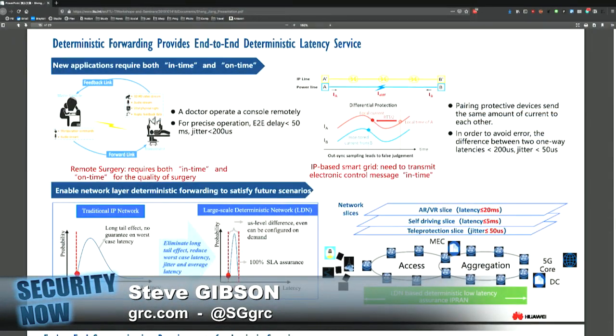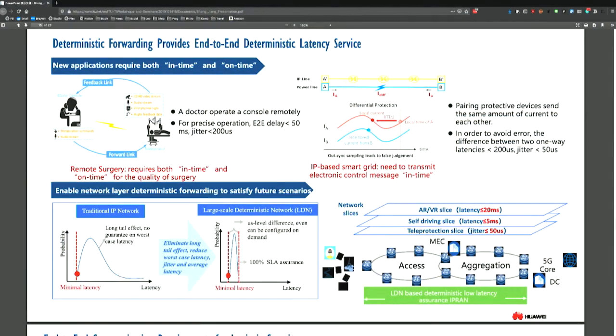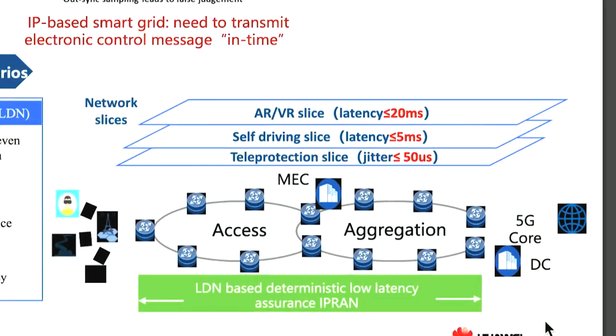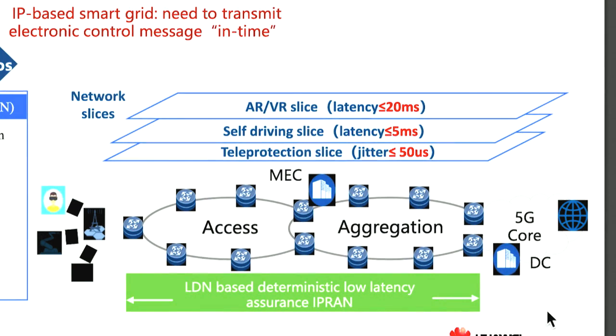And the overall global network would be redesigned with a sort of super QoS, that's my term, a super quality of service structure, which they assert will be needed to satisfy future scenarios. So the network's available transit bandwidth would be divided into slices, and they suggest some examples. An AR/VR slice would have low latency, less than 20 milliseconds. What they described as a self-driving slice, and I guess they mean autos, would have a latency much lower than that even, of less than 5 milliseconds.